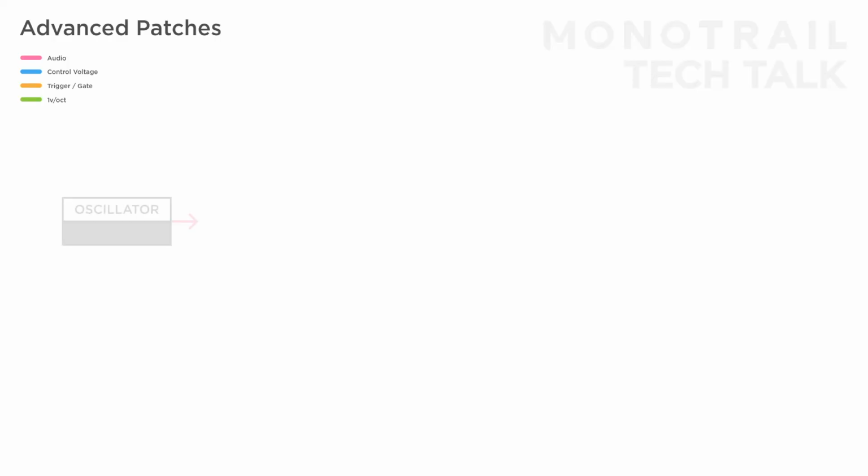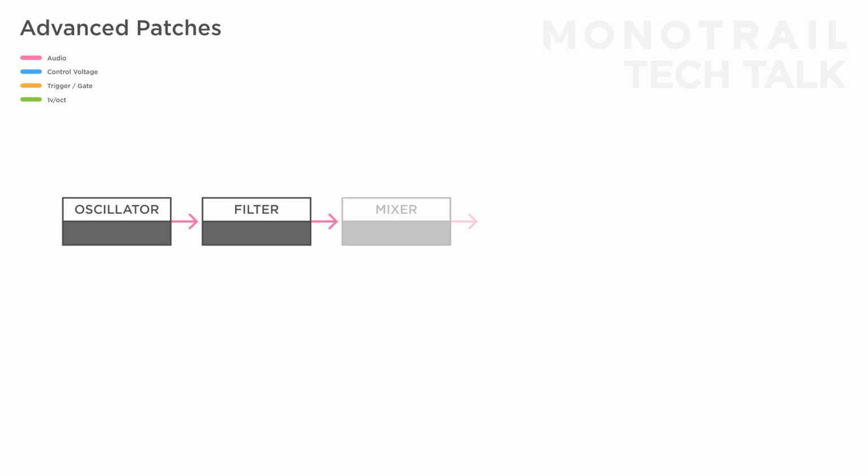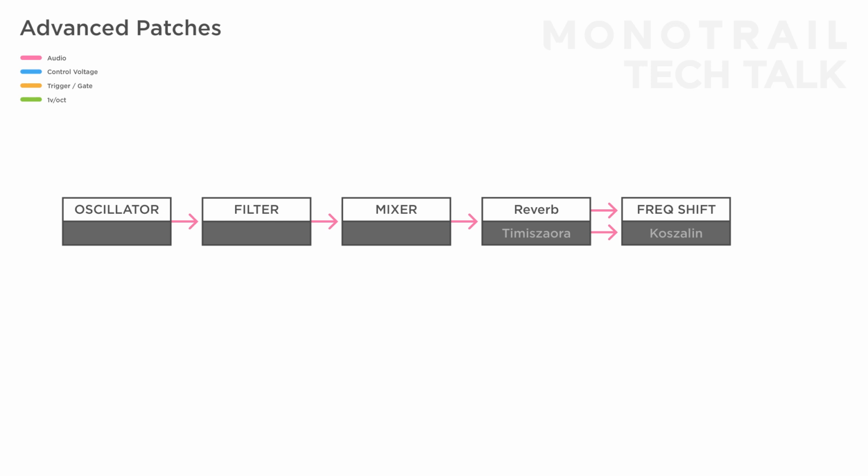Just because Koszalin has interesting internal feedback options doesn't mean you shouldn't experiment with external feedback patches. For example, here you see a simple oscillator through filter setup creating a drone. The drone is sent to a mixer, a stereo reverb, and then the stereo frequency shifter.